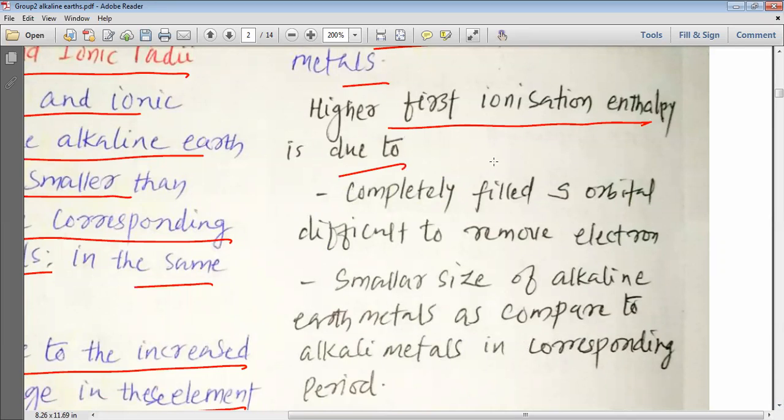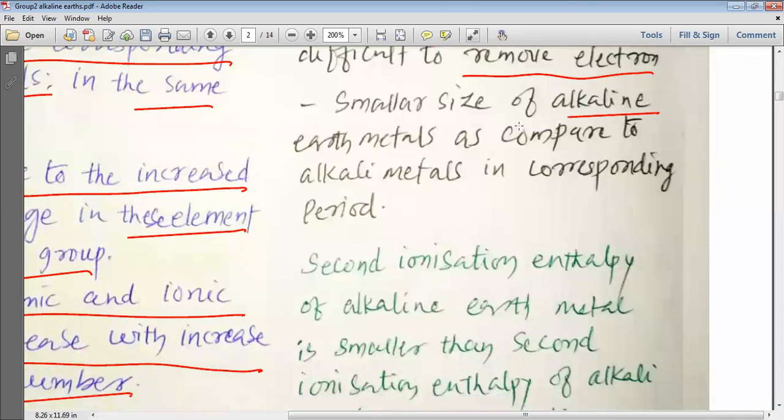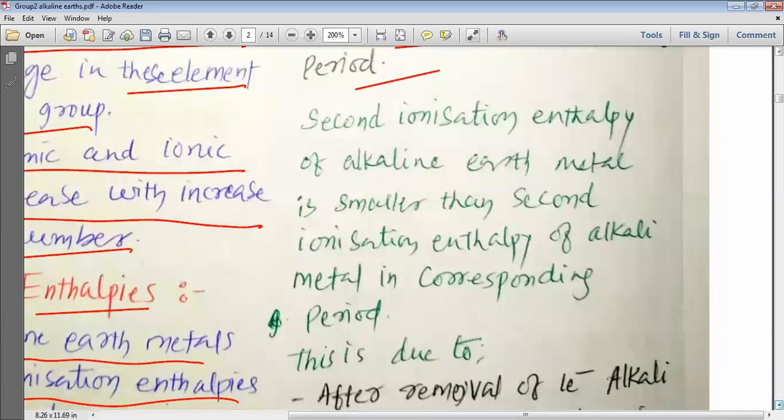Why is the first ionization enthalpy of alkali metal lower than the alkaline earth metal? The reason is the completely filled s orbital. In the s orbital they have 2 electrons, so the s orbital is completely filled, and that is why the removal of one electron from ns2 is difficult. So it is difficult to remove the electron. Second, the smaller size of the alkaline earth metal as compared to the alkali metal in the corresponding period, and that is why it is not easy to remove the first electron from the alkaline earth metal as compared to the alkali metal.